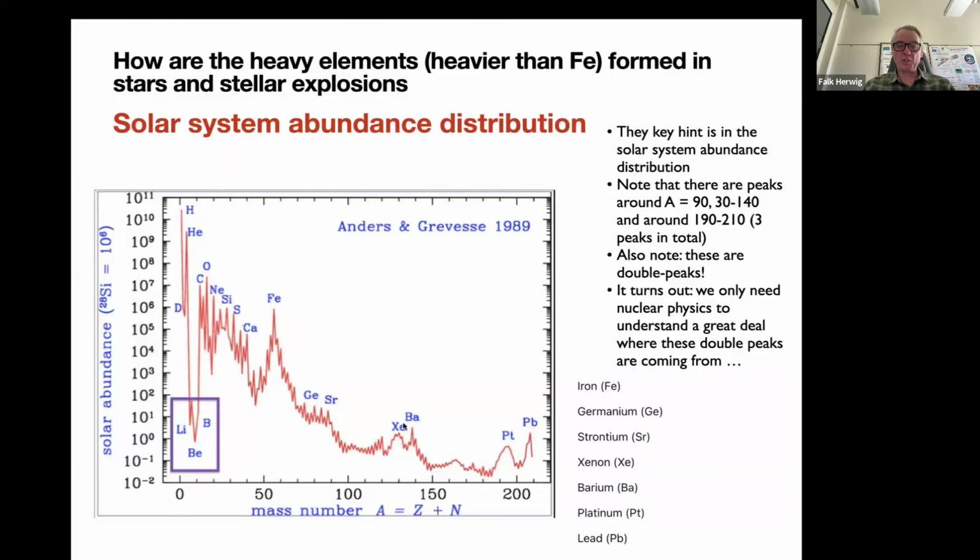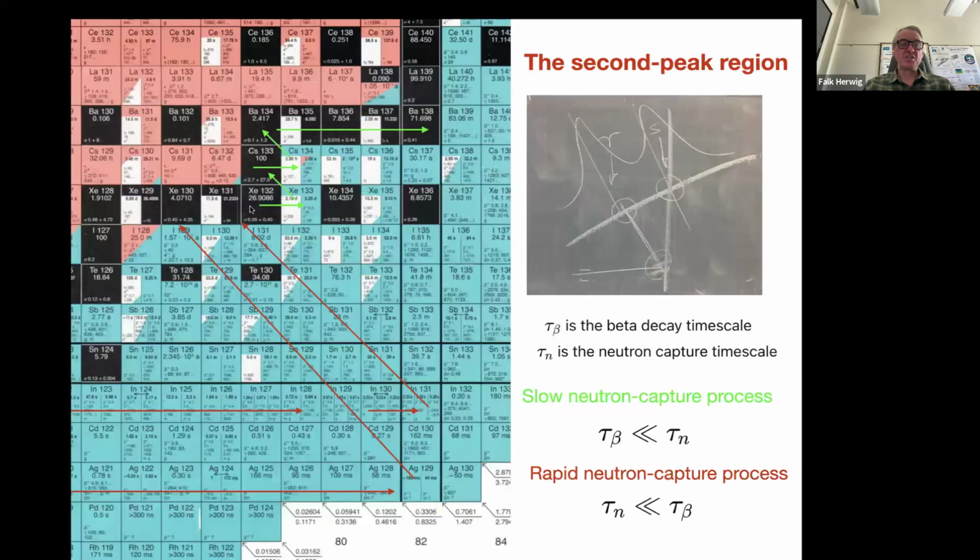If we go back here, one of these peaks, we call it the second peak, is where xenon and barium are located. Okay, now you see here is xenon, and there is barium. And then you see a second line here. It turns out that for neutron number 82, you see a heavier outline here. And what the chart is indicating by that is that N equals 82, neutron number 82, is special. It's called a neutron magic number.